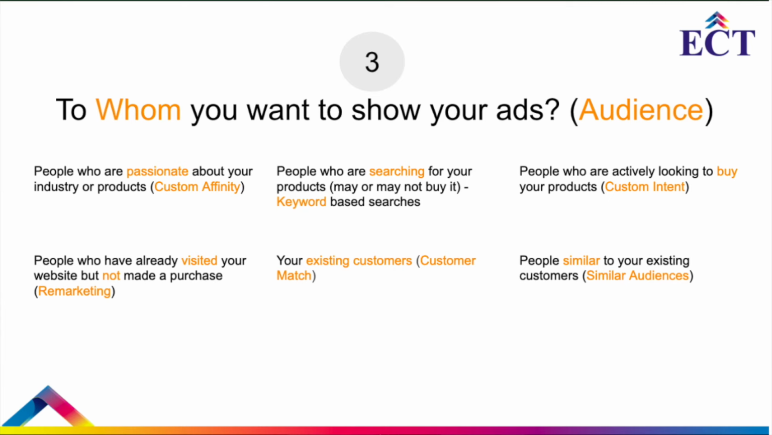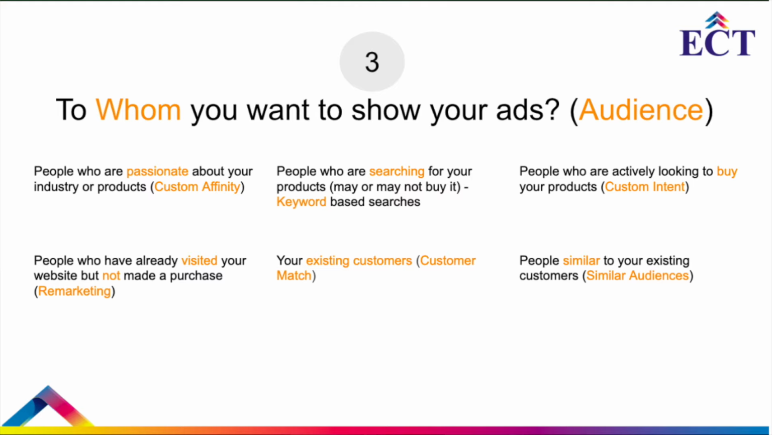So based on marketing goal, you will decide a particular campaign type. Now let us move to the third element of the Google Ads ecosystem, which is to whom you want to show your ad, right? So once you've decided the marketing goal and the campaign type, the third element is to whom you want to show your ads, which is target audience.